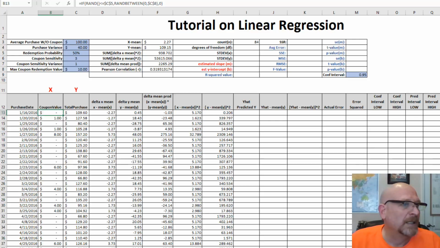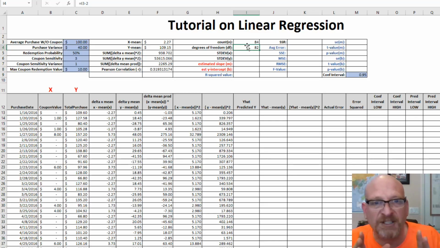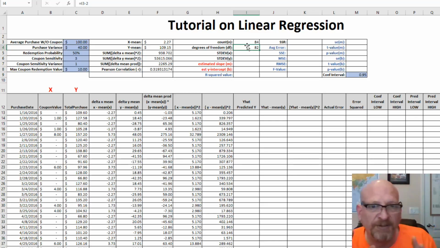That's 82. So if you look up here at the degrees of freedom, and let me just uncover that, it's basically set up to whatever the count is minus 2, and it's 82. All right. This is important. You may not understand why. You'll get a good feeling of this as time goes on, but there's certain things that get penalized if you don't have enough data, and this is where the degrees of freedom come in.